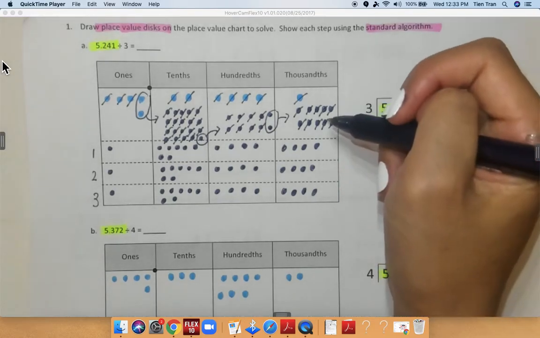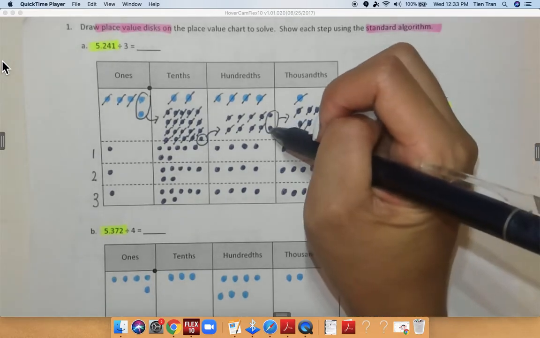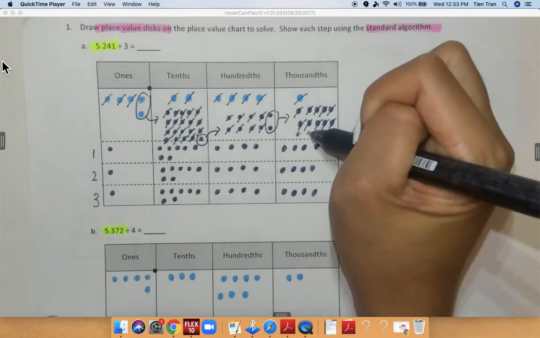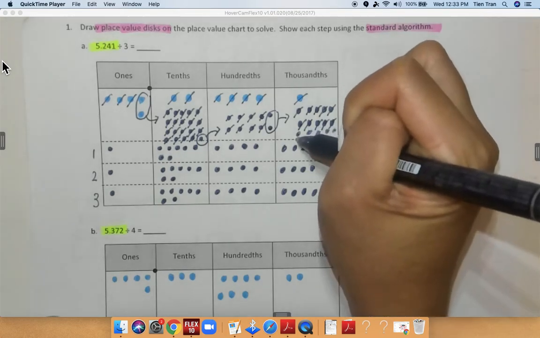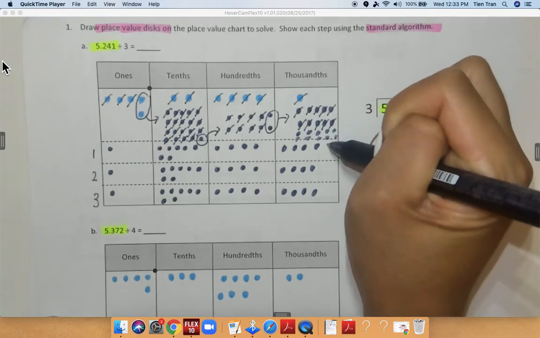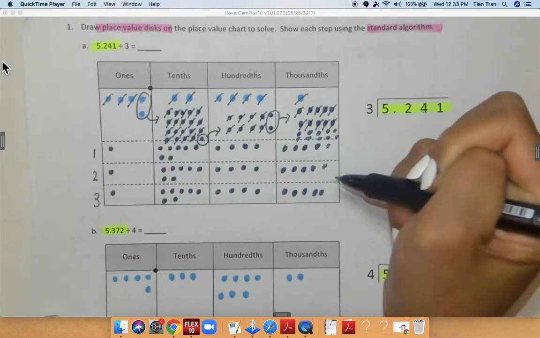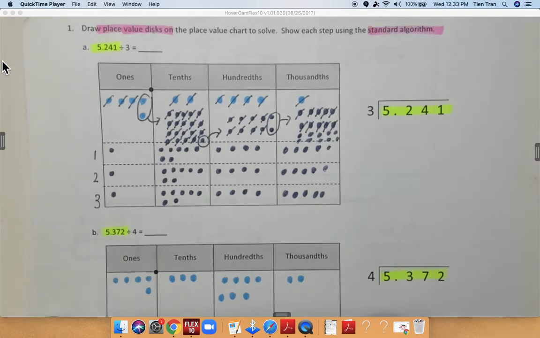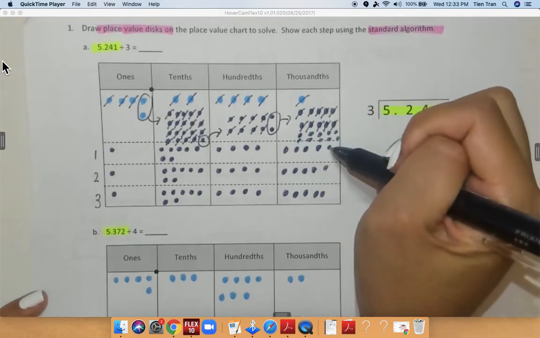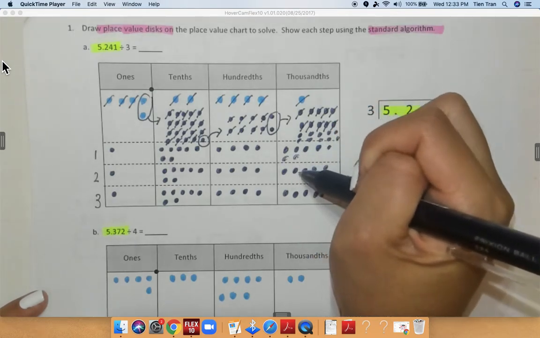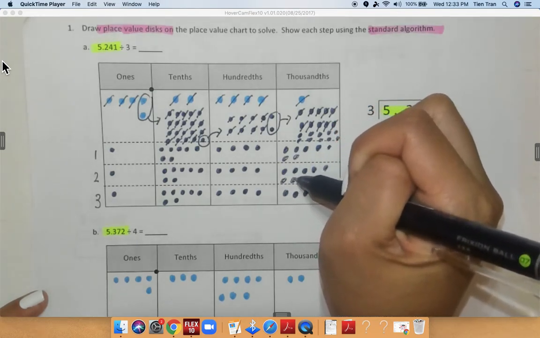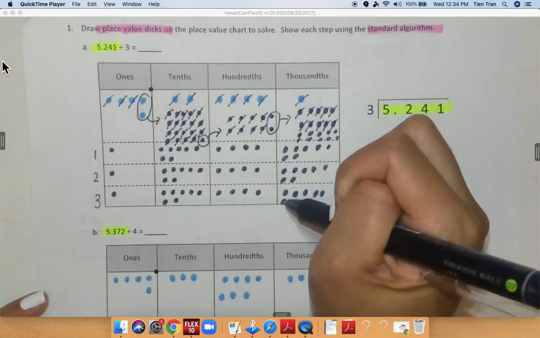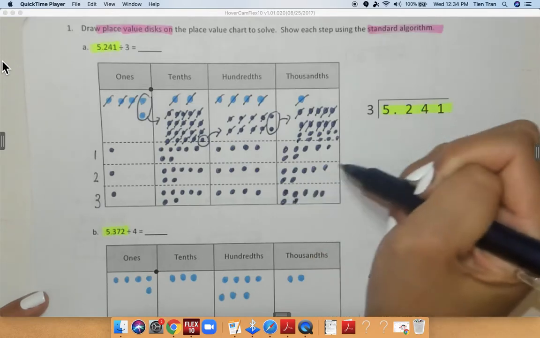Oh, I forgot to put this one. So this is 10 of them, and then there was supposed to be another 10. So 1, 2, 3, 4, 5, 6, 7, 8, 9, 10. And if I distribute them, I should get 70 in each one. 1, 2, 3, 4, 5, 6, 7.